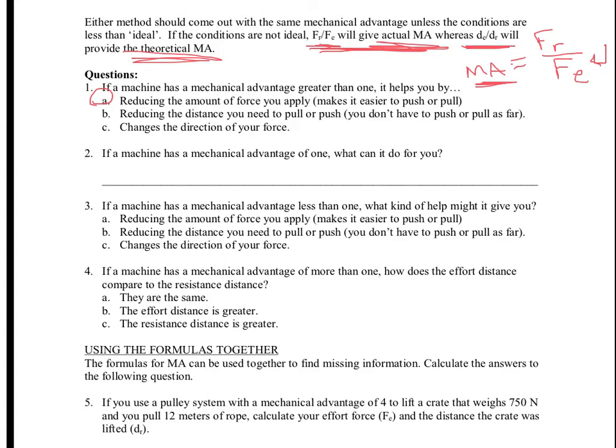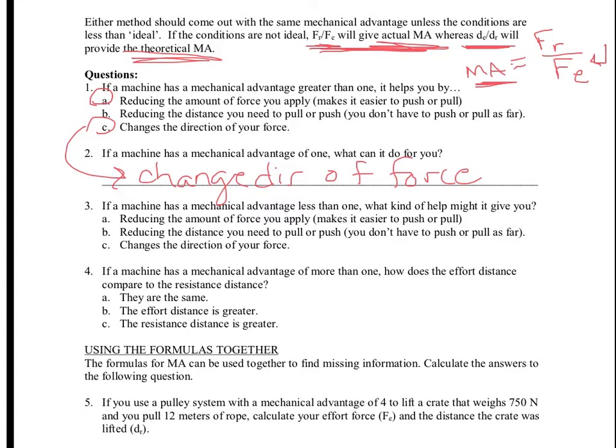If a machine has a mechanical advantage of 1, what can it do for you? Change the direction of the force. Sometimes if you change the direction that you have to apply the force in, it makes that work easier to do.